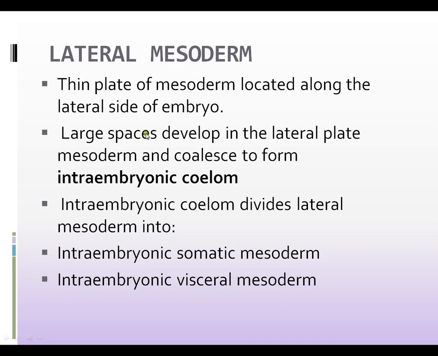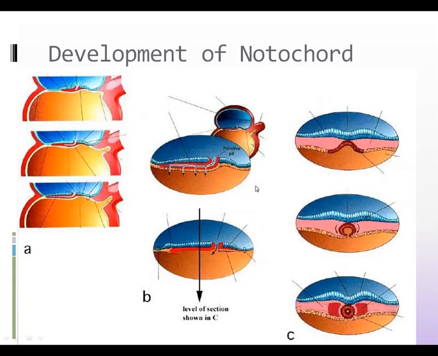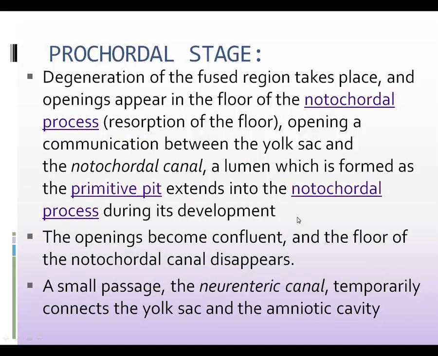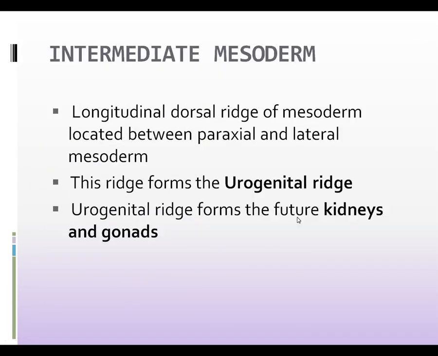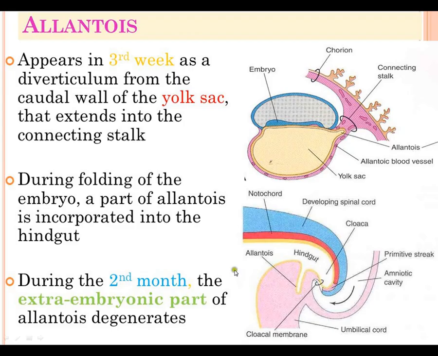It differentiates into two layers, the intraembryonic somatic mesoderm and the intraembryonic splanchnic mesoderm. The intraembryonic somatic mesoderm goes towards the somatic part of the amnion, and the splanchnic goes towards the umbilical part. So the somatic will form the connective tissue elements of the body wall, while the visceral will form the connective tissue elements of the gut.